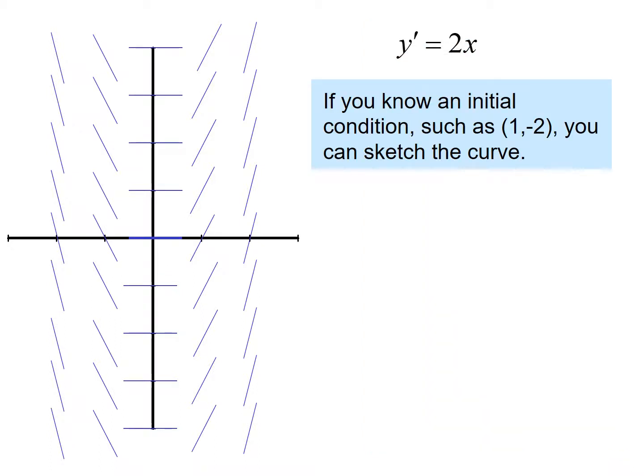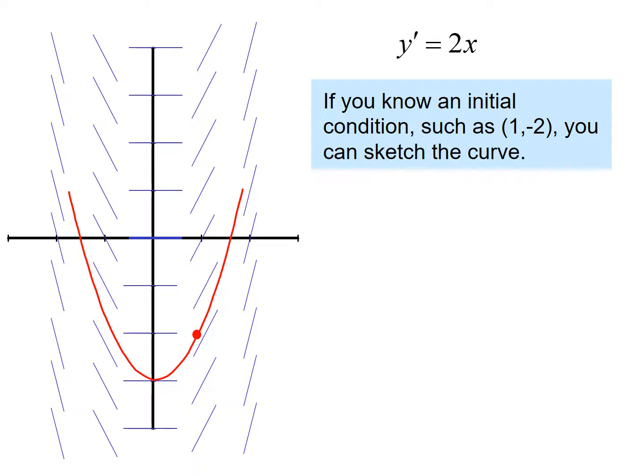So if we know an initial condition, say we knew that x was 1 and y was negative 2, we can plot that point. And using these little line segments, we can let them guide us. Those line segments represent the derivative. The derivative is the slope of the original function. So what we're trying to do here is sketch a rough graph of what the function y would look like using the slope field and that initial condition. We just roughly follow those little line segments, letting them guide us as the slope, and we can see that the antiderivative of y prime equals 2x would give us something that looks like a parabola, which we know is true.